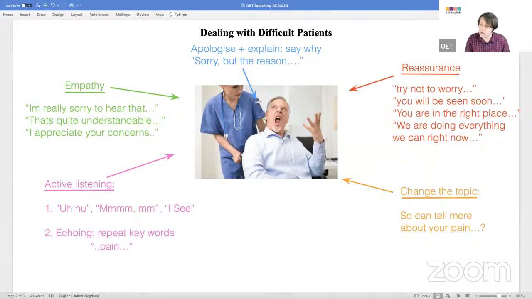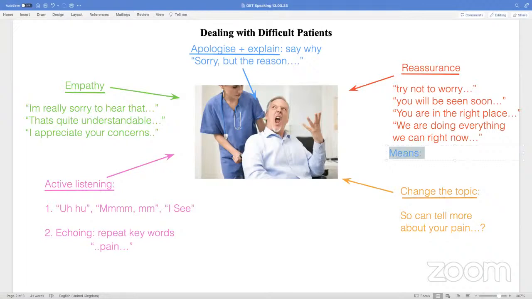Can I just ask a few more questions, though? Bianca, could you say hello? Hello. What's the difference between empathy and reassurance? Because sometimes students get confused between empathy and reassurance. We have empathy here, reassurance here. Empathy, you just say that you are sorry and you empathize with them, but with reassurance, you give the patient, it's like you build the trust. We are here to help you, and you are in good hands.